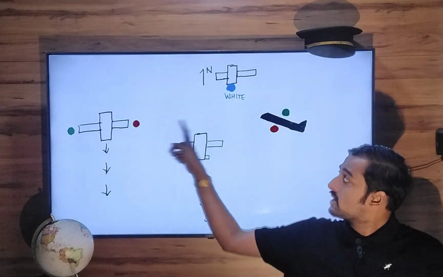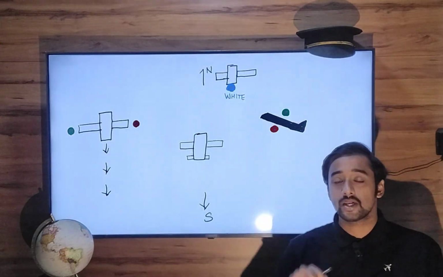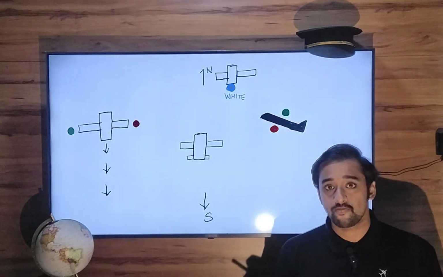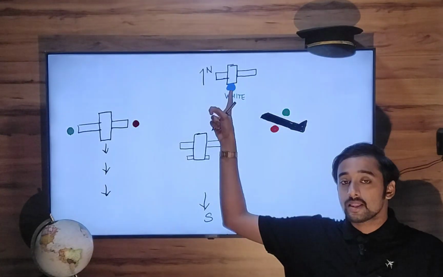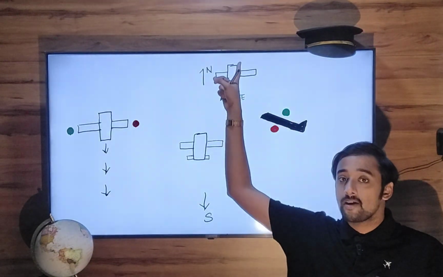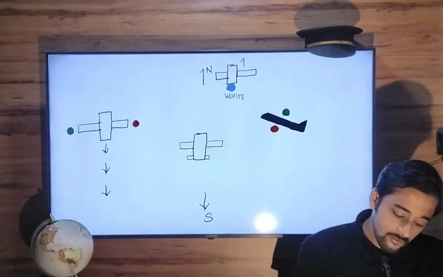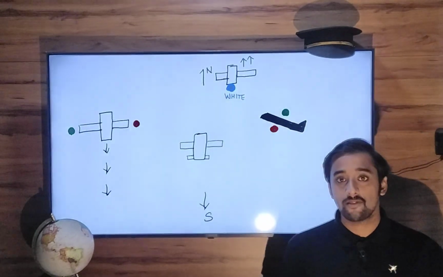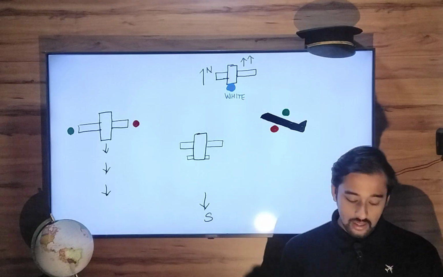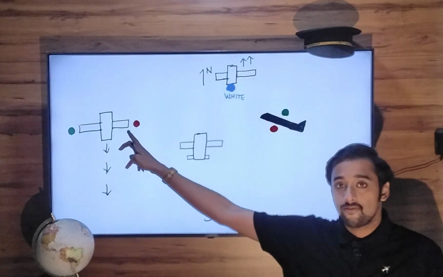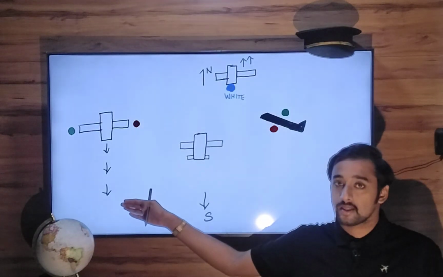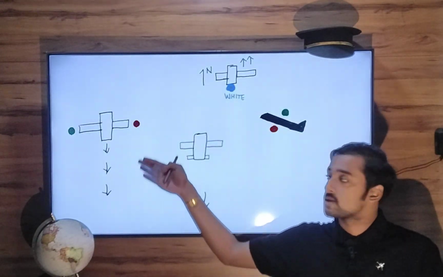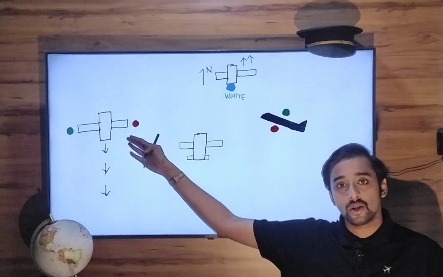Now, out of these three aeroplanes, which one constitutes a safety hazard for you? The one with white light visible to you, that means it is flying away from you. That's why the white light is visible to you. The one with red light on your left is flying in the opposite direction to your flight path. That means it will not collide with you. It will fly in the opposite direction and go away.